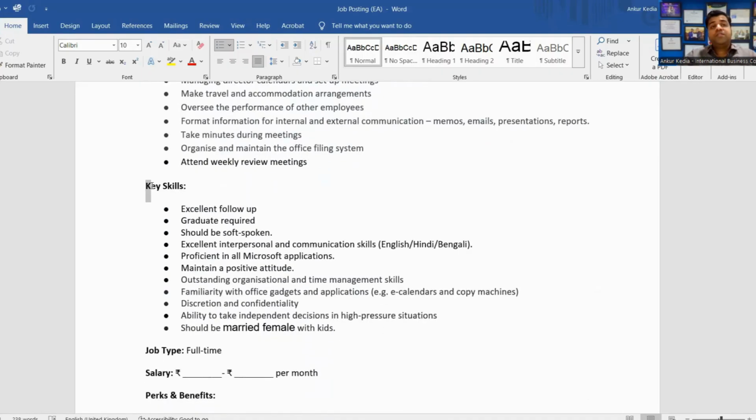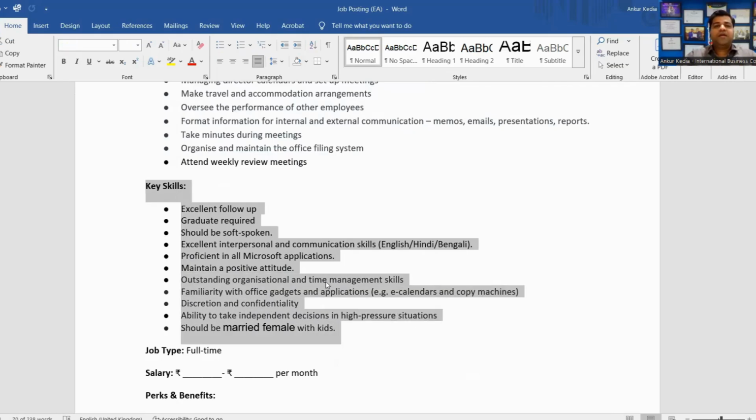Then we write about the key skills. What are the different skills that we are searching for from that specific candidate?